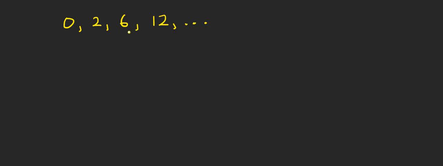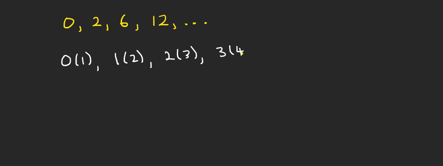What about 0, 2, 6, 12? What is the equation or rule for this sequence? This is more difficult than the last one. It's not that obvious to find a pattern. But if you look at it carefully, you could say this is like 0 times 1. 0 times 1 is 0, isn't it? What about 2? 1 times 2. What about 6? 2 times 3. And 12 will be 3 times 4.